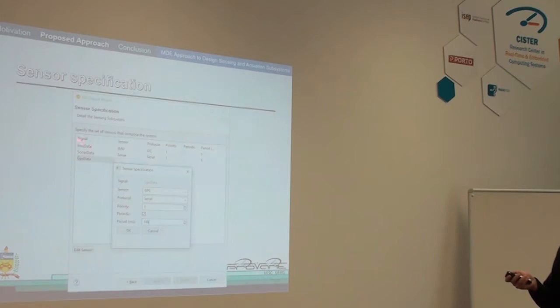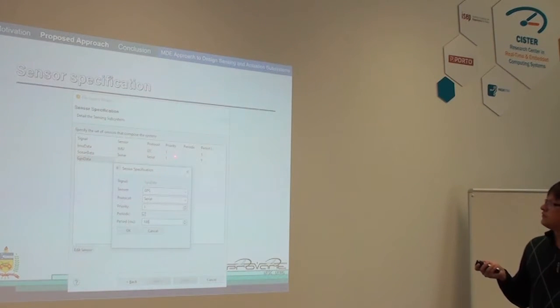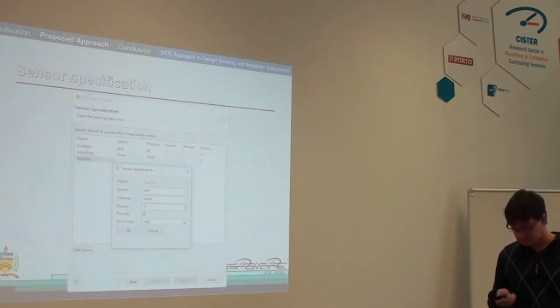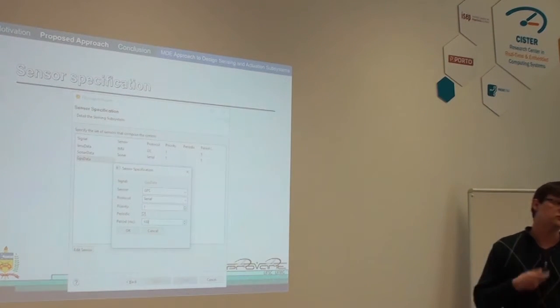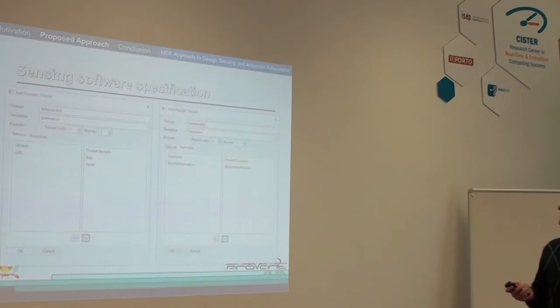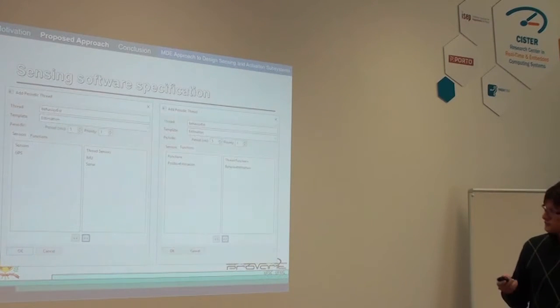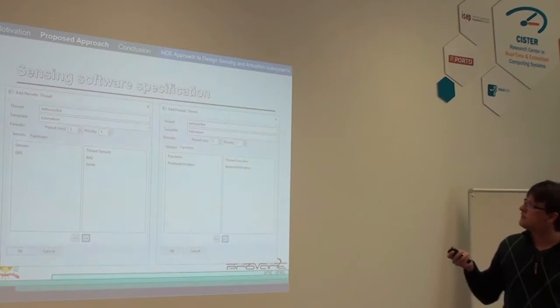So based on the signal inputs, we specify the system sensors and their specific protocols, priorities, and periods. And because we have two different periods, we need a set of two threads, or two sensing software.